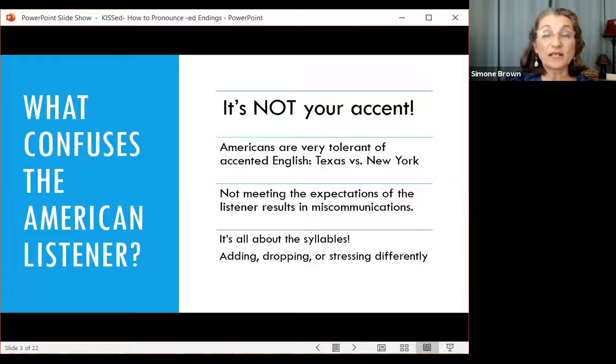And so that means a lot of times you're adding a syllable where I'm not expecting. And that is a huge problem. As soon as you've added a syllable, then I have to do mental gymnastics to kind of catch up with you. And by the time I've pieced together what it is that you're saying, you've already finished your thought and I didn't hear any of it. So it is important to know how to pronounce these ED endings so that you can match the expectation of the American listener.